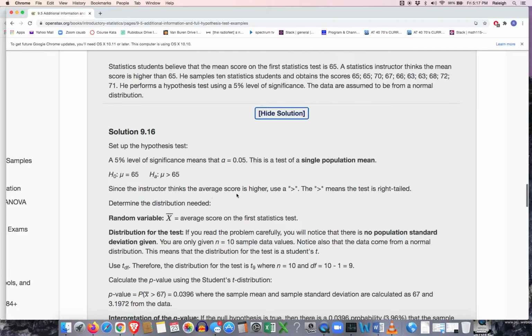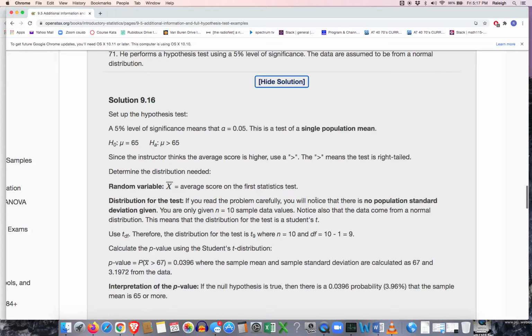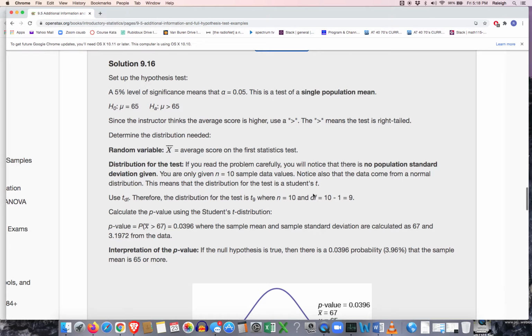Yeah, so the instructor thinks it's higher. We use a greater than sign. And so X bar is the average score in the first stats test. And so there's no population standard deviation given. It's simply the raw data. So we would have to use the t distribution because we do not have a sigma given.